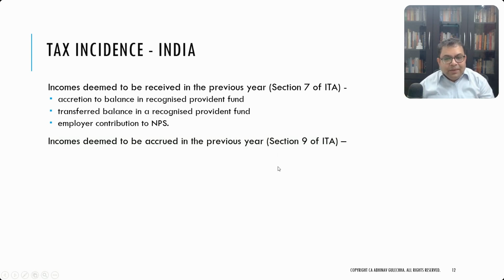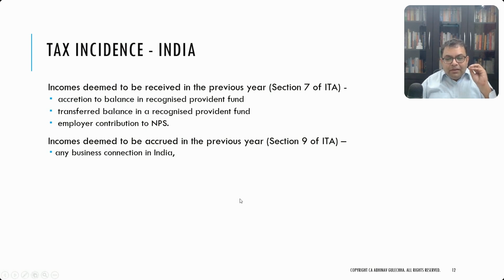Then there is this thing about incomes deemed to accrue in the previous year. Now, incomes deemed to accrue in the previous year are covered in Section 9, which is like a heavyweight section, right? It's a big section, very complicated and subject to a lot of tax rulings. So for Section 9, I've just simplified it for people, especially US NRIs or US citizens, or anyone who has India-US transactions, right?